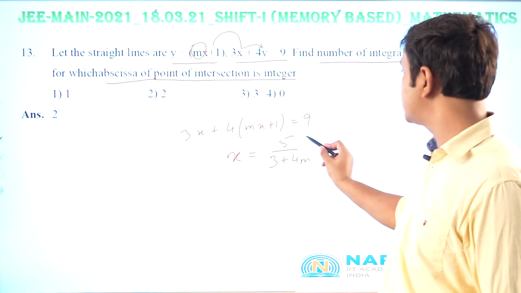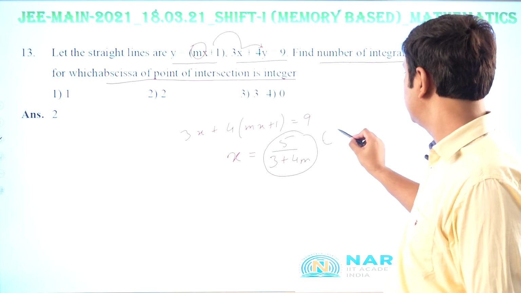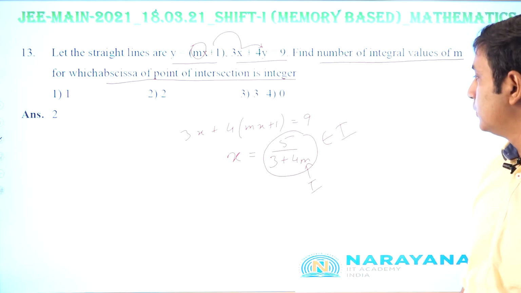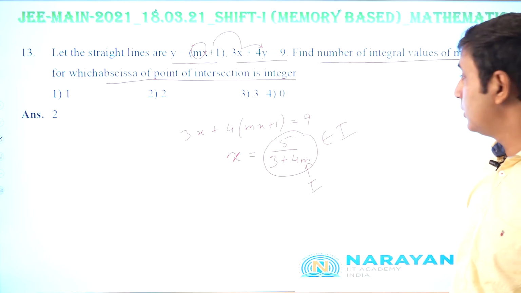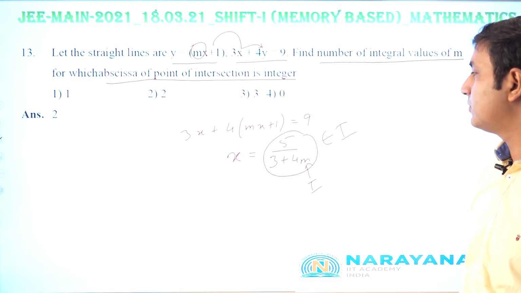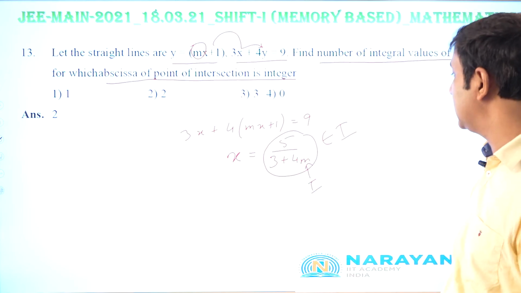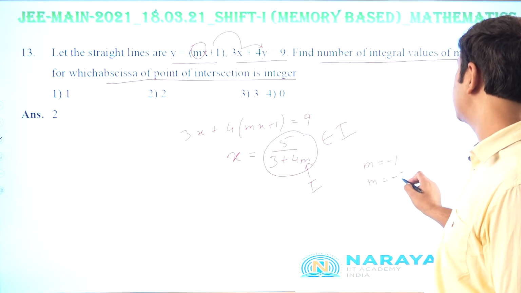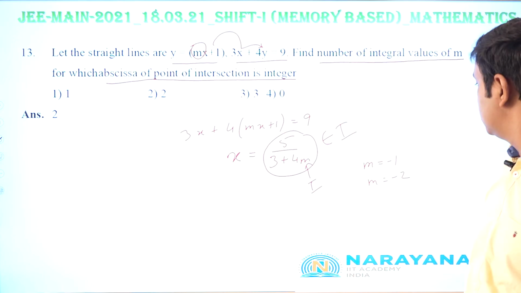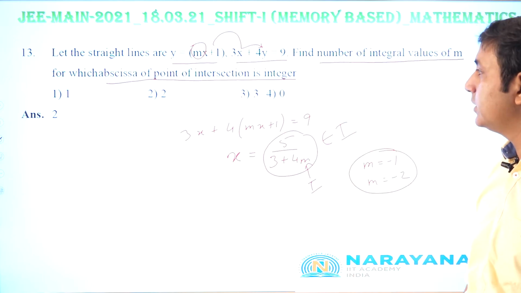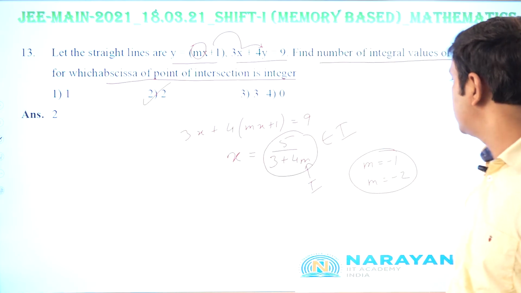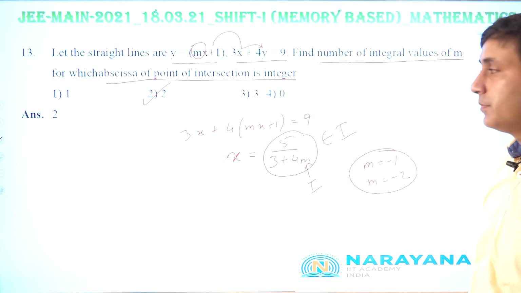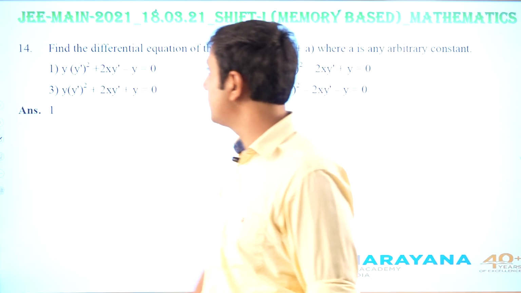Now we require this to be an integer, and m also belongs to integer. So we will keep on putting values of m. Now notice that this 3 plus 4m cannot be larger than 5, so we will only put a few values and realize that this only happens for m is equal to minus 1 or m is equal to minus 2. We will mark, we have only 2 values, so for 2 values of m, we have the abscissa as an integer, and we will move on to the next question.